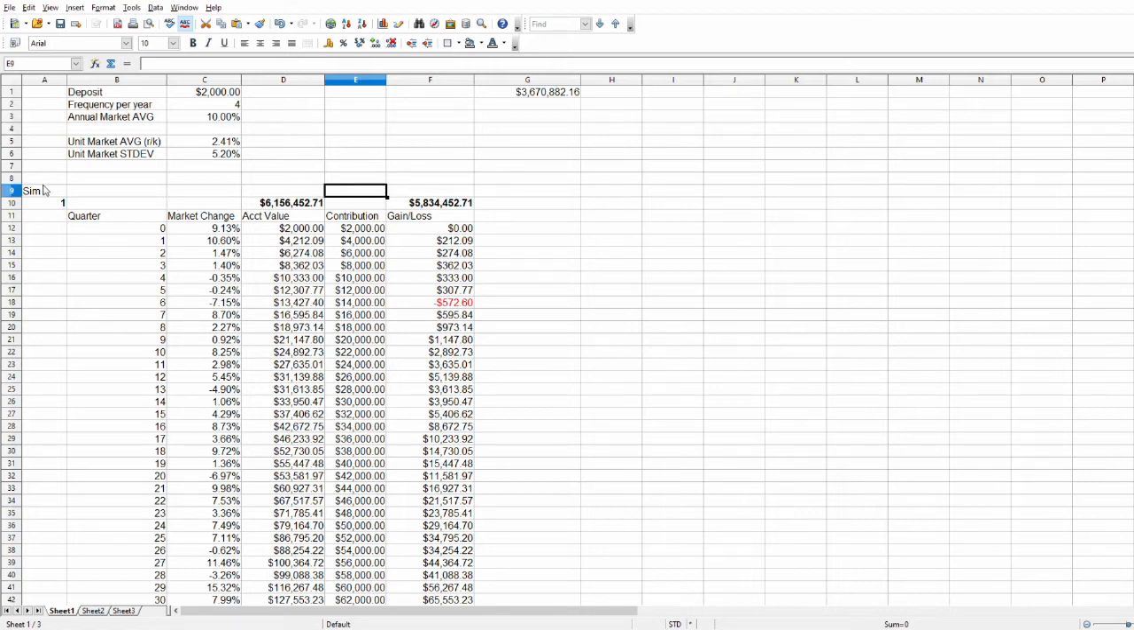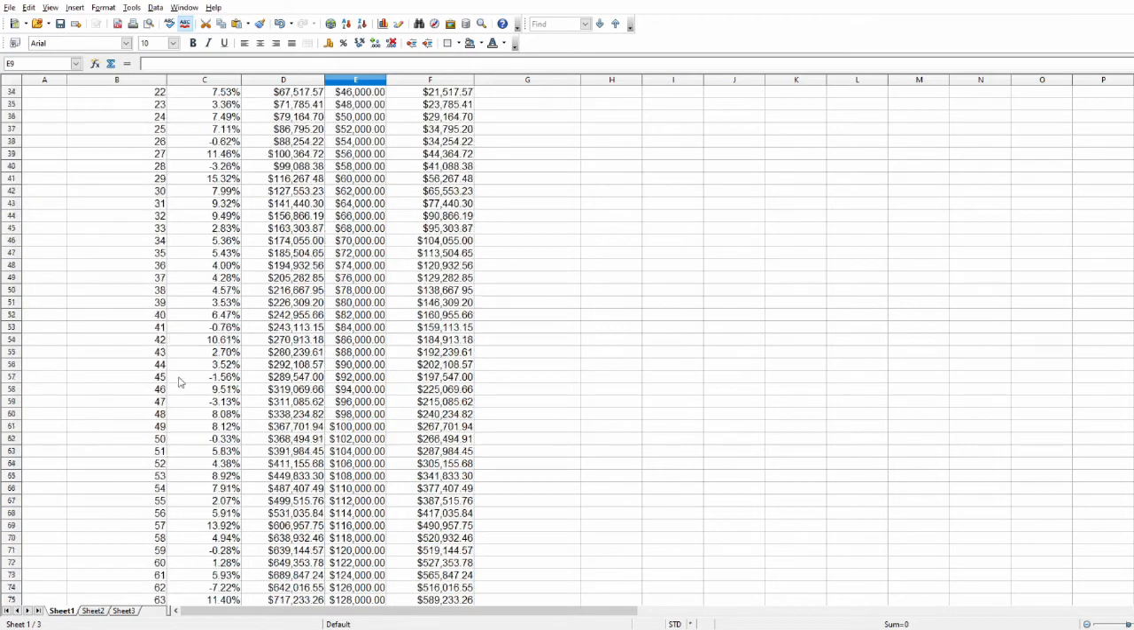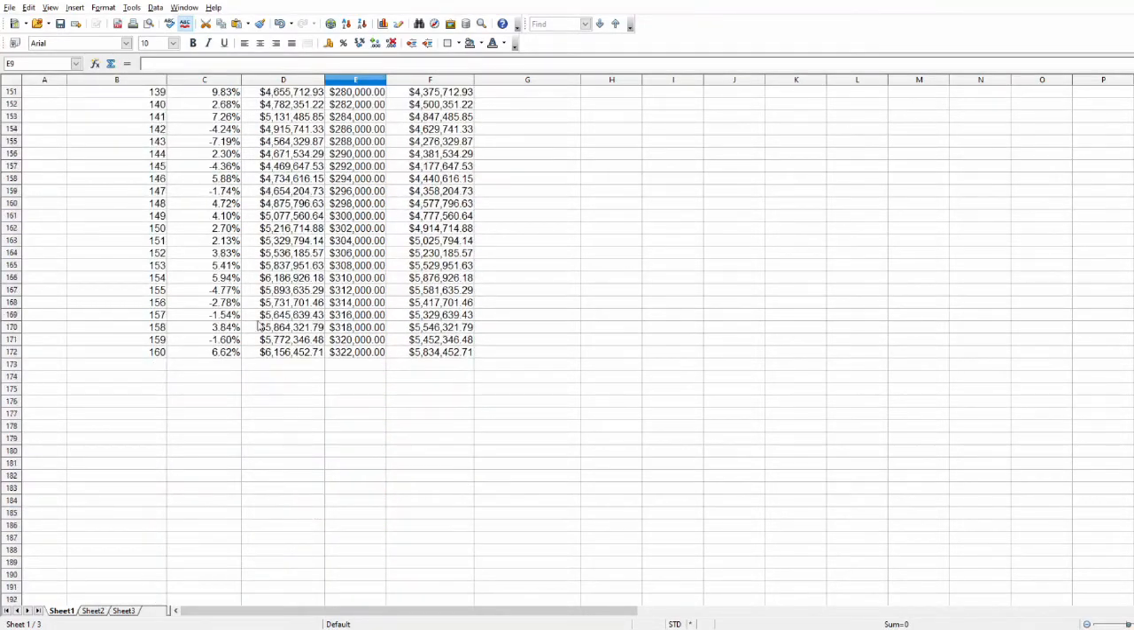So I'm going to do it the not so nice way in OpenOffice. And so I want to tell OpenOffice, hey, make a bunch of these simulations. This right here, all the way to 160, this is one simulation.